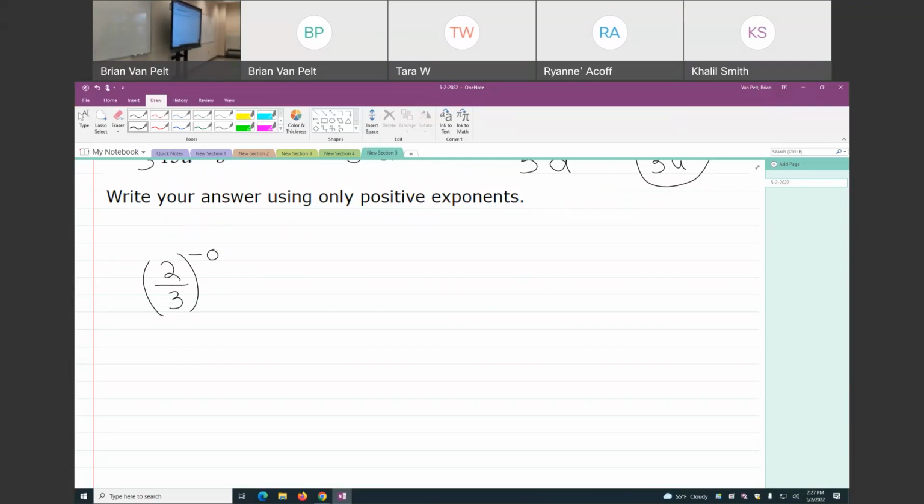You're not right. It is 1. So it's still gonna flip. So the negative, it's 3/2.